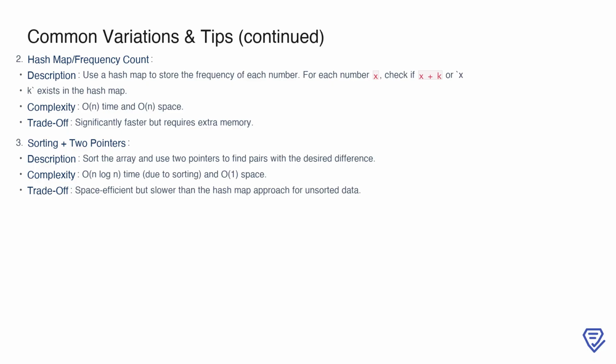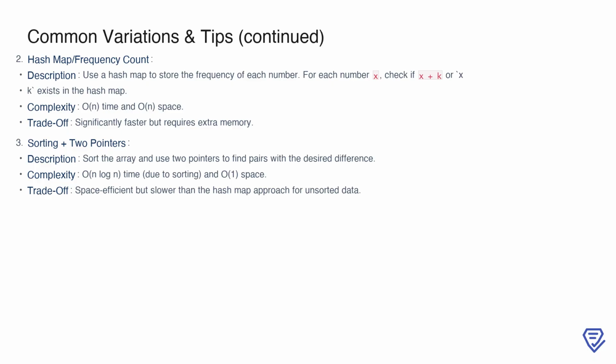To solve this problem, there are 3 main approaches you can consider. The first is the brute force method, where you use nested loops to check all possible pairs, i, j, and verify if their absolute difference equals k. While easy to implement, this approach has a time complexity of O(n squared), making it inefficient for large inputs. A more optimized solution involves using a hash map or frequency count. Here, you store the frequency of each number and check if the numbers x plus k or x minus k exist in the map. This approach has a time complexity of O(n), and requires additional space but is significantly faster.